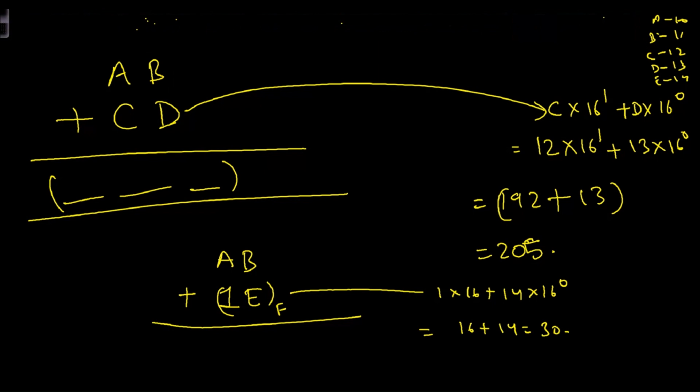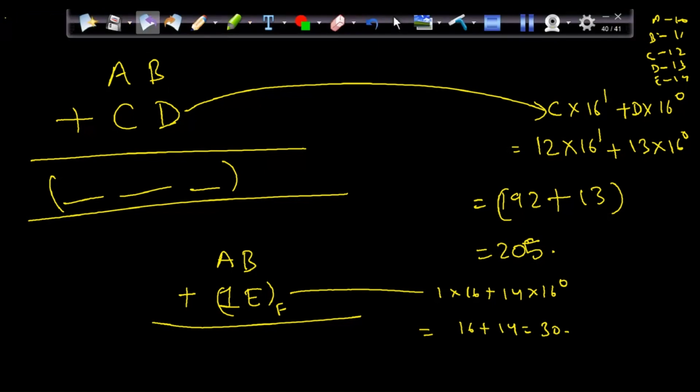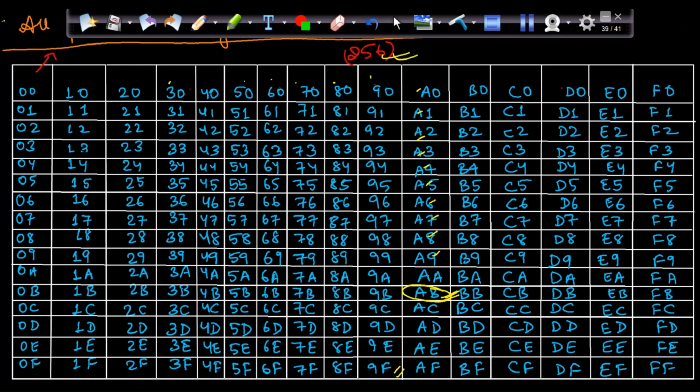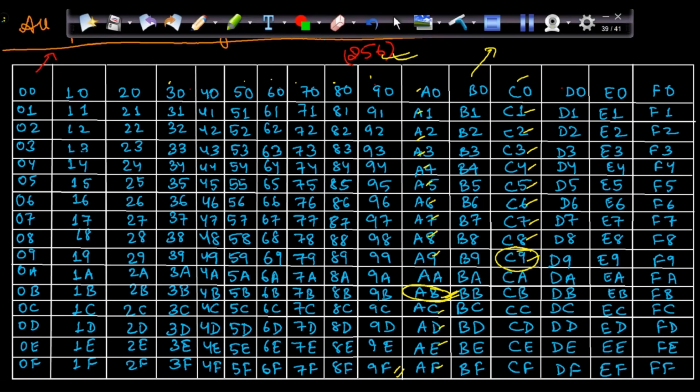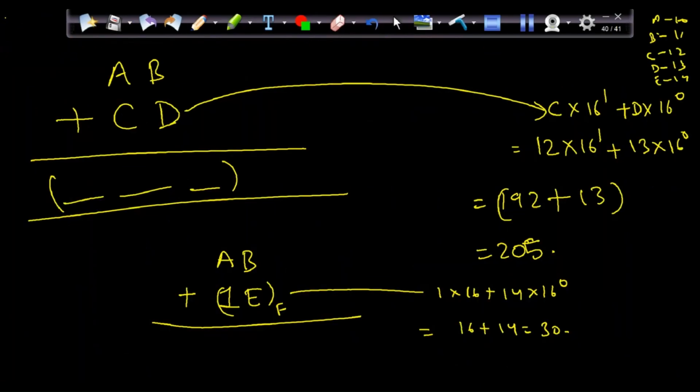It means from AB you have to go 30 steps ahead of AB to get the result of the addition. So AB and 30 steps ahead of AB. So one column is having 16 numbers. So 16, 1, 2, 3, 4, plus 4, 20, 21, 22, 23, 24, 25, 26, 27, 28, 29, 30. So the answer will be C9. So AB plus 1E is C9.